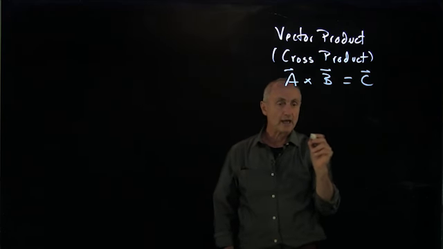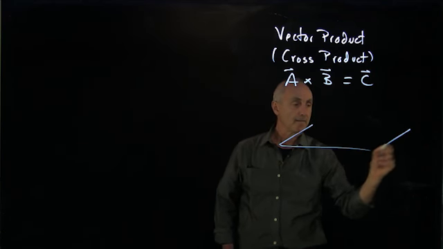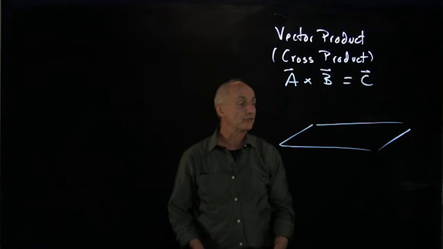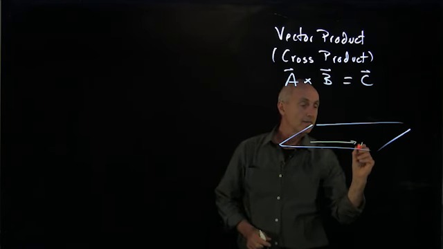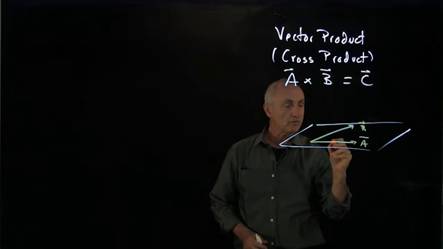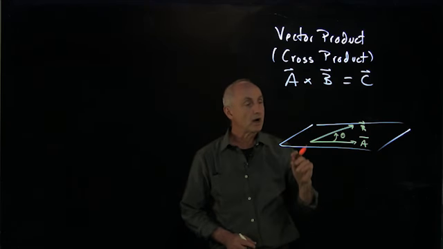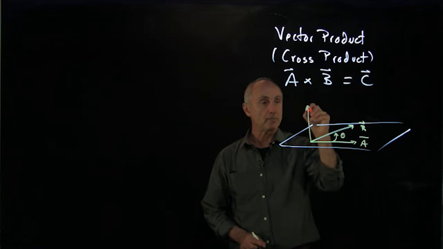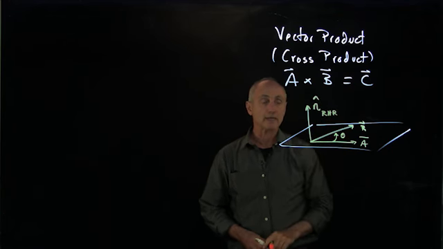So let's draw a three-dimensional picture where we have a plane. On this plane, we have two vectors, A and B, and those vectors are forming an angle theta between them. Now, a plane defines two unit normals. I'll draw one up, which I'm going to call n hat right-hand rule.